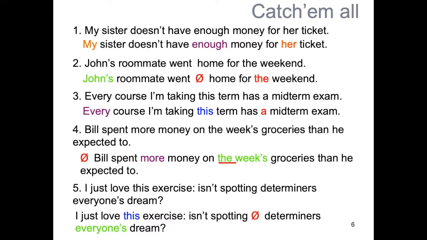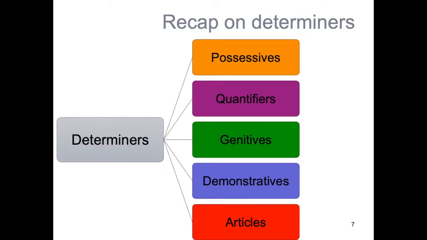Okay, so what to do with that? Let's recap. All the examples from the exercise are here, and you can find a list of all these categories. You could find possessives like my, his, her, etc. Quantifiers: in the text you had more, enough, for example. Genitives are also something that you can put in the determination slot, as you remember from the previous chapter, like John's or the week's. You also have demonstratives that belong to the category of determiners, like this, that, and articles.